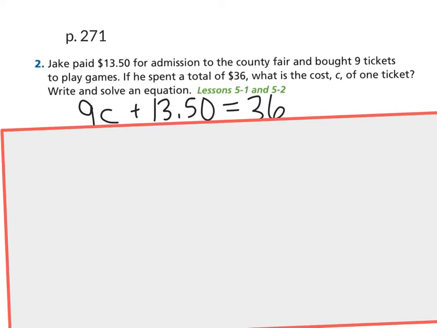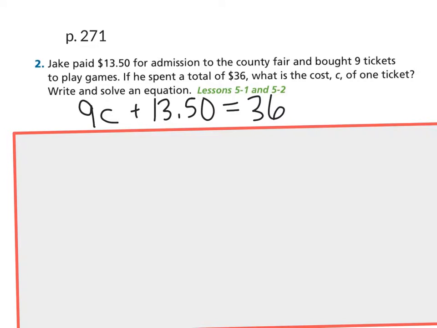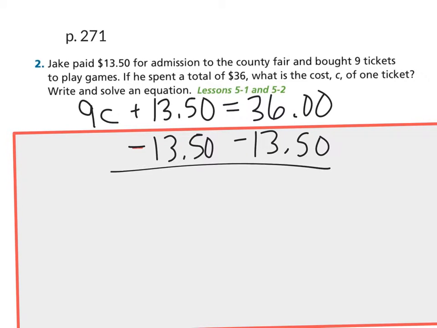So if we did it that way, in order to solve this, they're adding, so we need to subtract $13.50. If we were doing this by hand, make sure you line up your decimal points. So that should be $22.50.